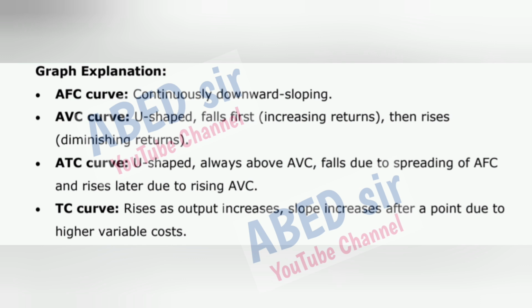AVC curve, U-shaped, falls first due to increasing returns, then rises due to diminishing returns. ATC curve, U-shaped, always above AVC, falls due to spreading of AFC and rises later due to rising AVC. TC curve rises as output increases, and its slope increases after a point due to higher variable costs.